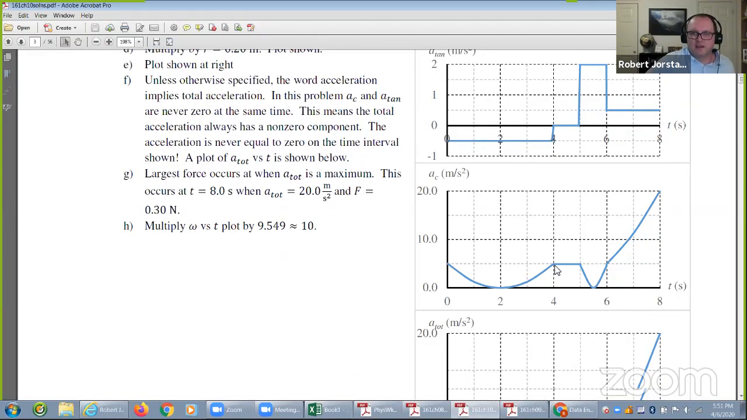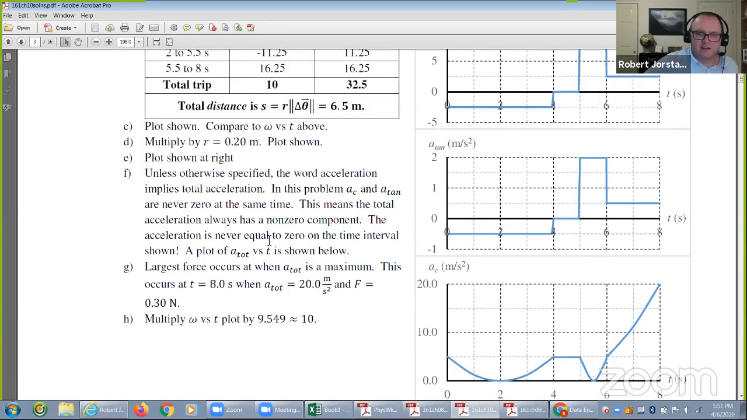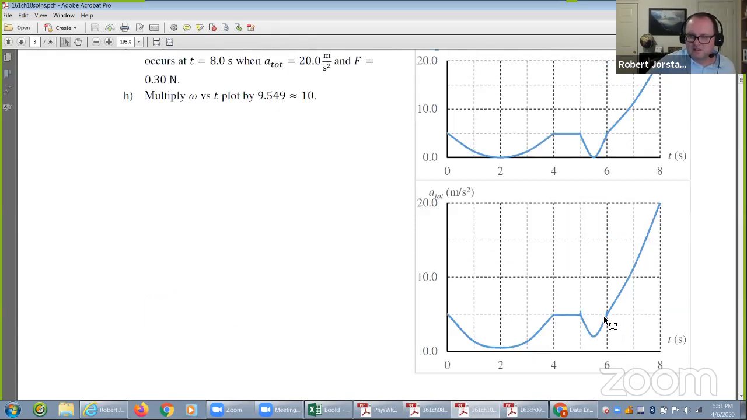And then a total. How do I make a total? Well, I take this plot squared plus this plot squared, and then I square root that. So you get this crazy looking thing. There's a couple of weird little kinks in the curve there, but that's all right.